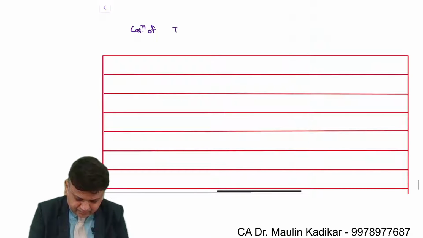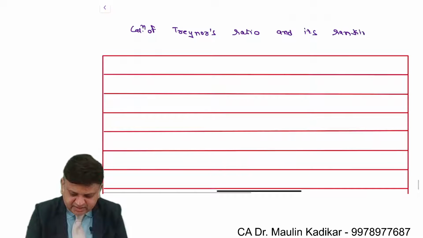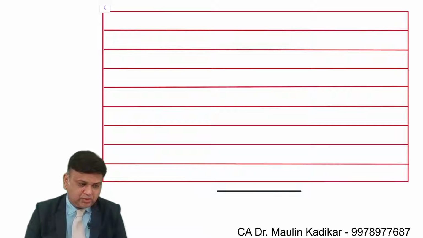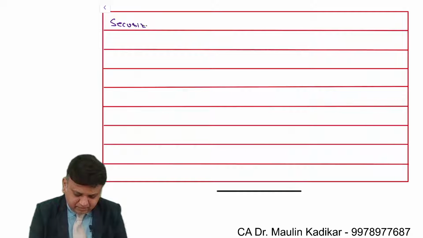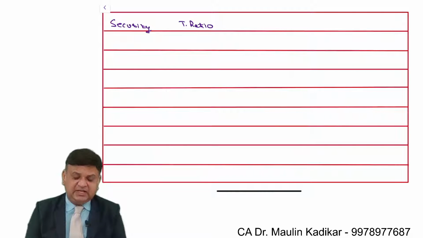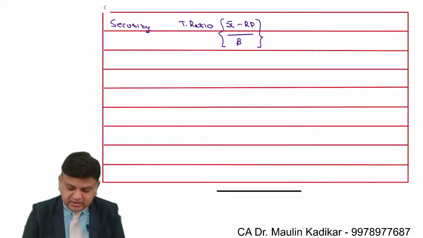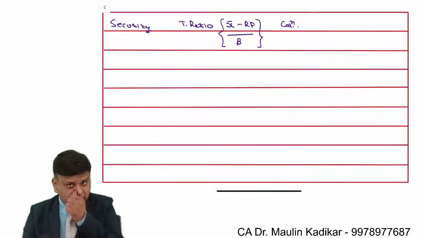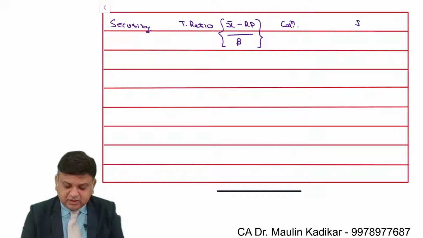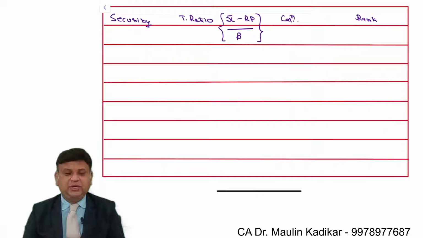Calculation of Treynor's ratio and its ranking. Column number 1 will be security. Column number 2 will be calculation of the Treynor's ratio. Friends, we understand that the formula for the Treynor's ratio is X bar minus RF divided by beta. In the next column, we will show its calculation. Once we compute the Treynor's ratio, then we will place them in the order of ranking. This is the way we do the calculation of the Treynor's ratio and its ranking.